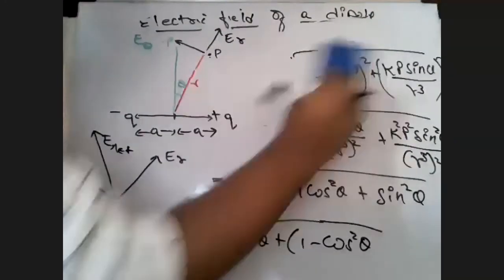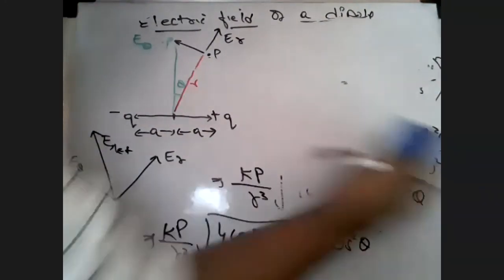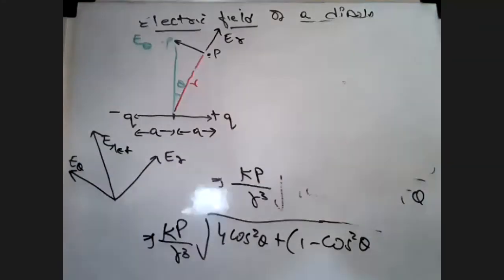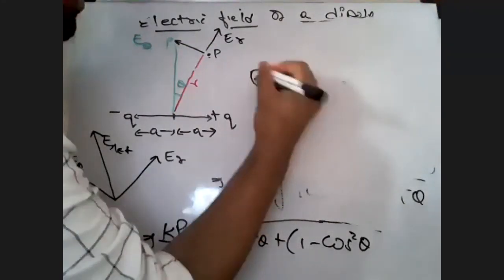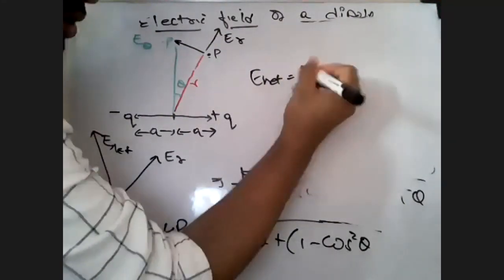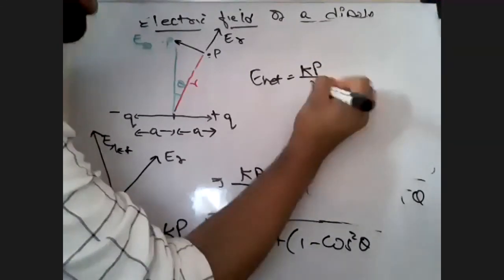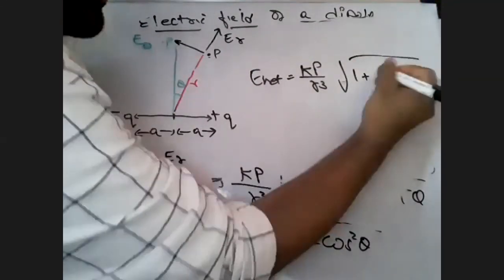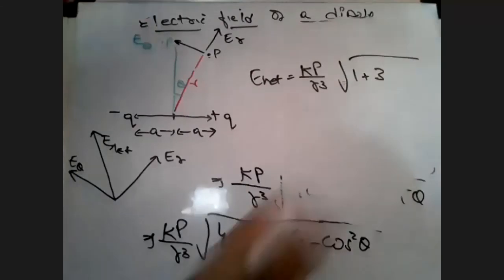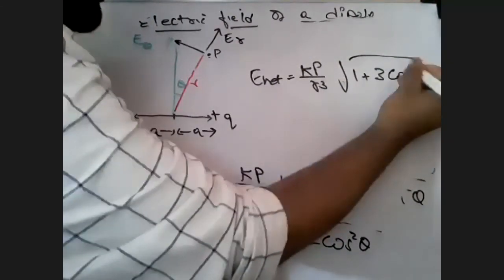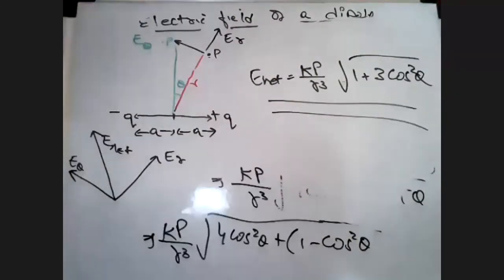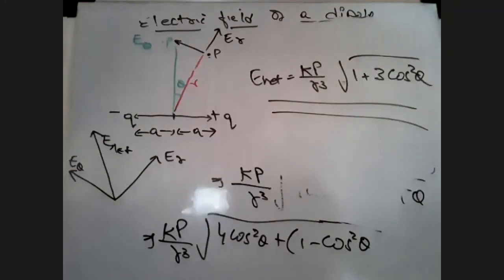Ultimately, we are going to get E net to be equal to Kp upon R cube root of 1 plus 3 cos square theta. That's your answer. That is going to be E net.